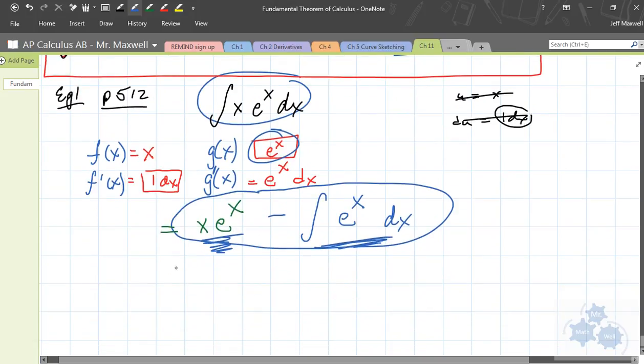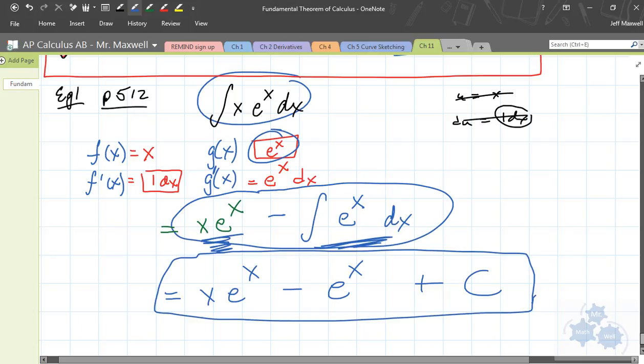And so we go ahead and simplify that, and we have x e to the x minus, what's the integral of e to the x? Well, it's just itself. And of course, because this is indefinite, we don't forget plus c, but we are done. Okay? That is it. That is the integral, or the antiderivative, of x times e to the x.